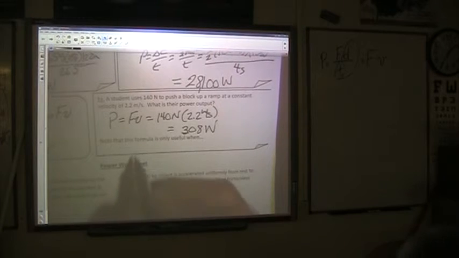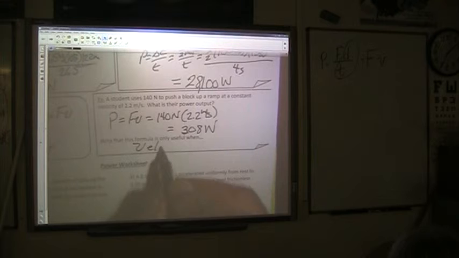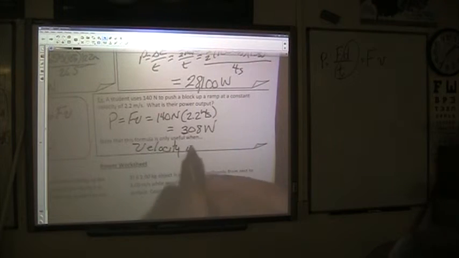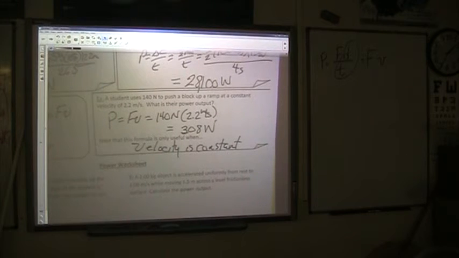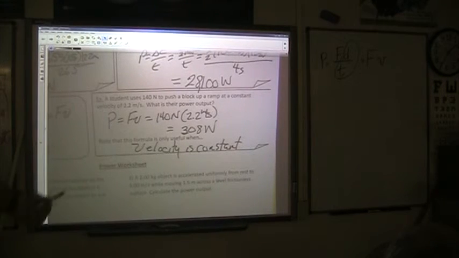Now, here's something to remember. This formula is only useful when velocity is constant. If velocity is not constant, guess what? The formula is not useful at all. Could you still use it to find instantaneous power? You never need to know instantaneous. I won't test you on that in here. You won't have to do that. Technically, you could.